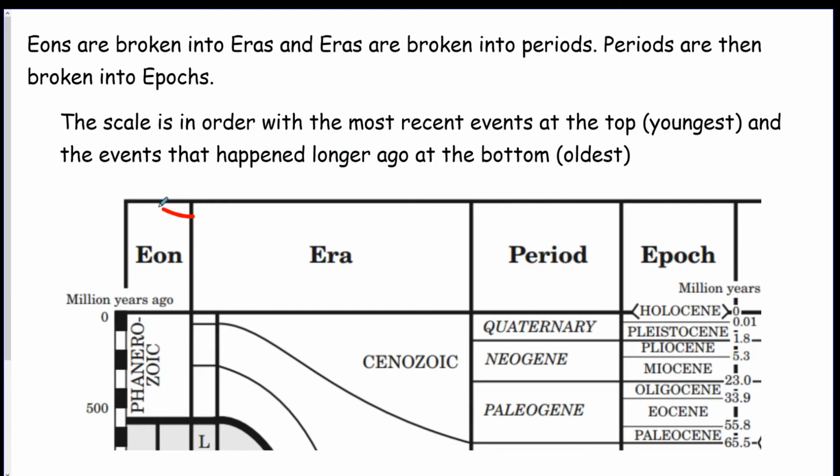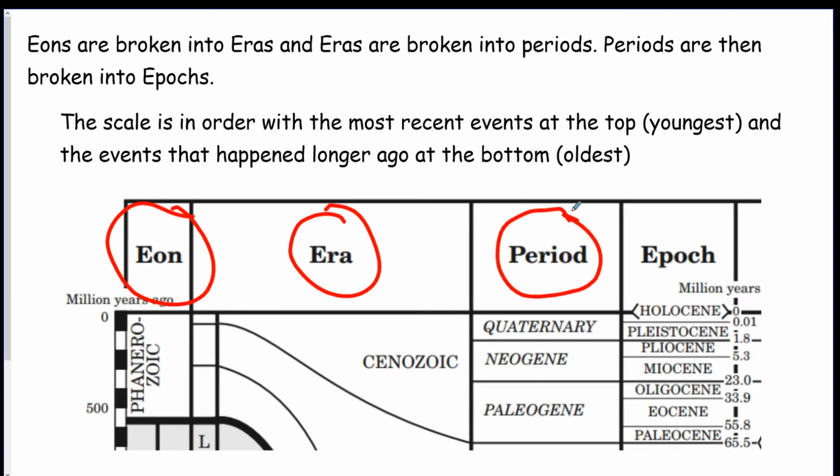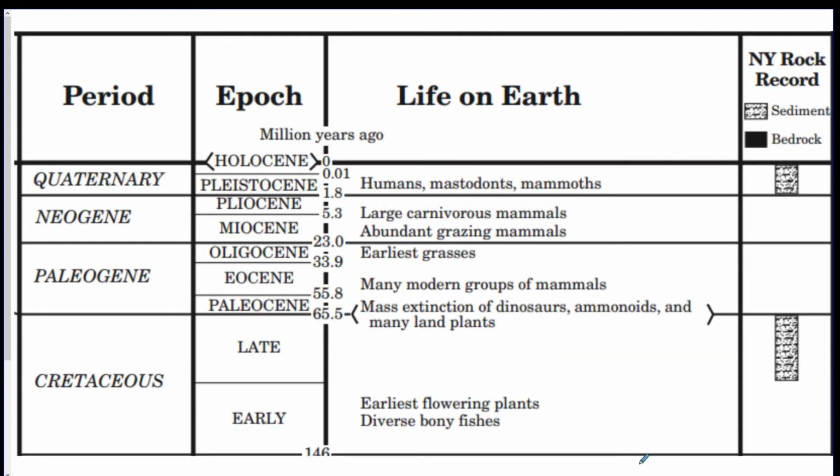So you've got eons, which is the biggest, then an era, which is the second biggest, and then eras are broken up into time periods, and periods are broken up into epochs, however you want to pronounce that. So it's just getting more specific, more specific, more specific. So here's just another example. In the Quaternary, let's do Paleogene. In the Paleogene time period, it's broken up into 3 epochs: the Oligocene, the Eocene, and the Paleocene.